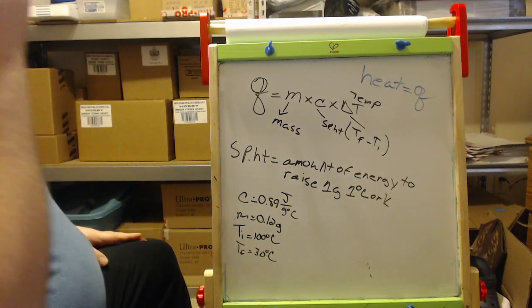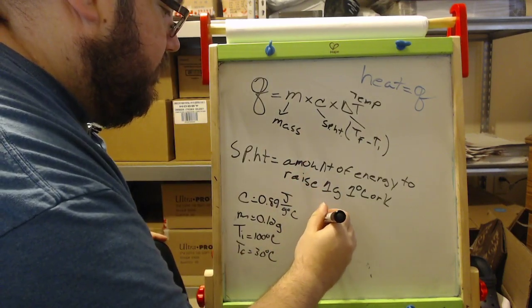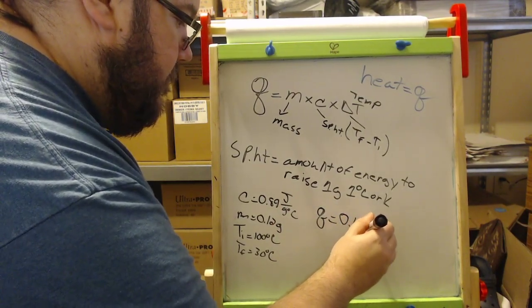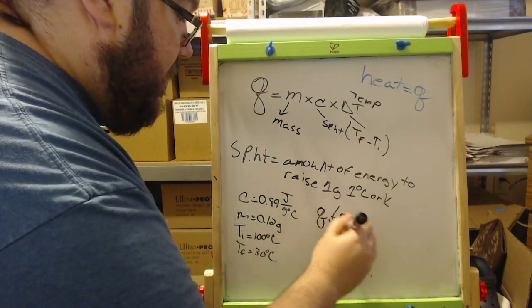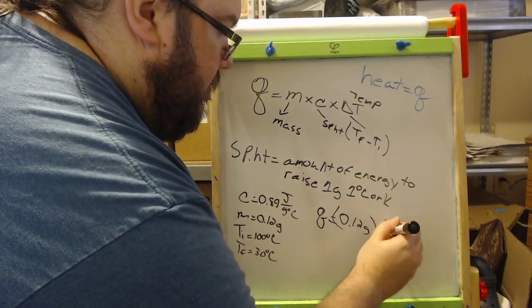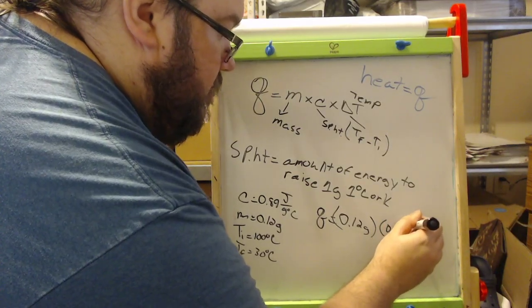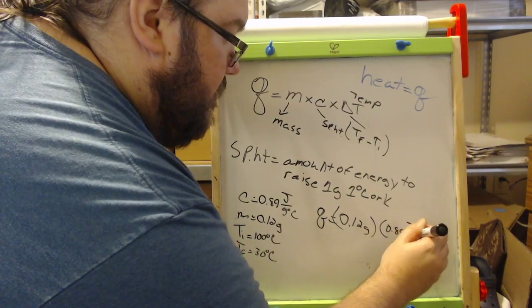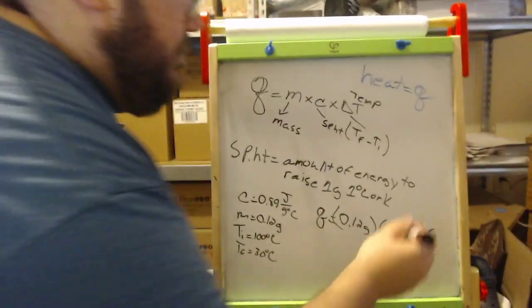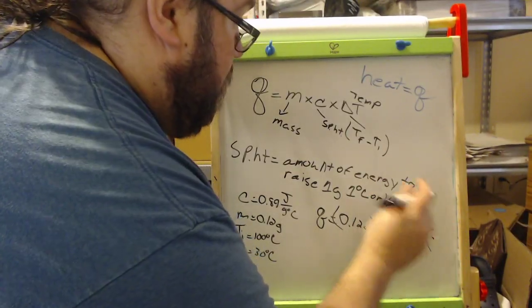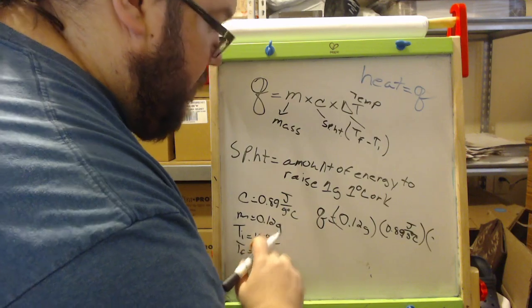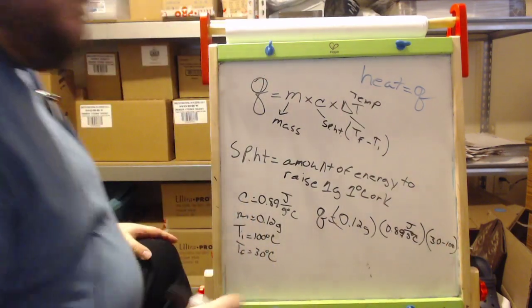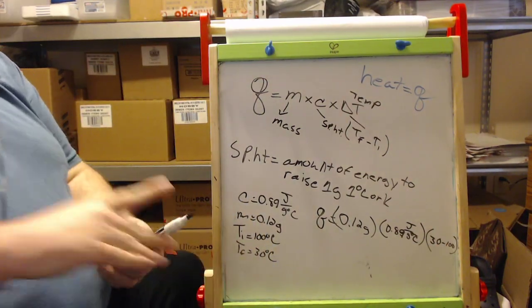All it is, is plug and chug, guys. So Q equals the mass, 0.12 grams, times the specific heat, 0.89 joules per gram degrees Celsius, times the change in temperature, which would be final minus initial. All right, 30 minus 100. Okay. Now we would do the math.